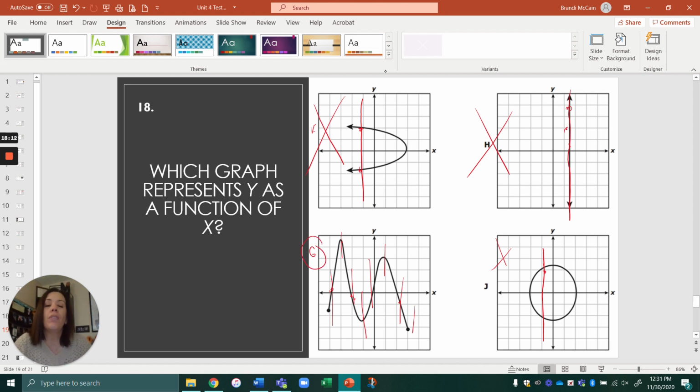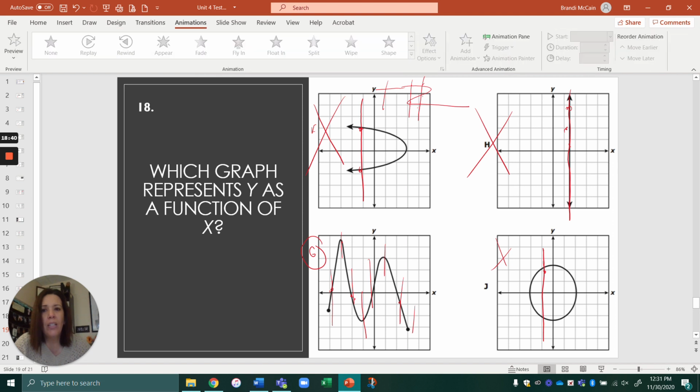Remember, these lines continue in both directions forever and ever because it's a line. So even if you have one drawn like this, over here it's a function, but right here it's going to touch more than once, so it's not going to be a function. Make sure you draw more than one vertical line so you have several different tests on there. But no matter where I draw a line on G, it's only going to touch it one time.